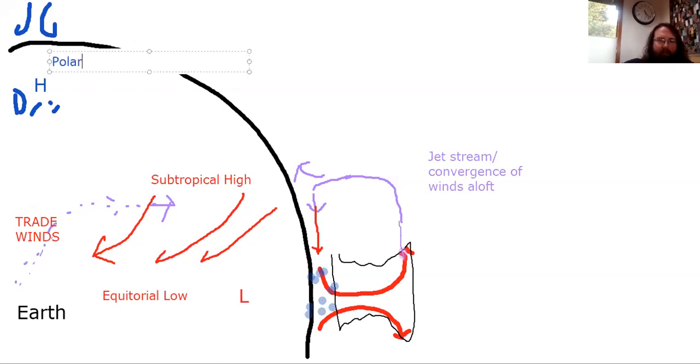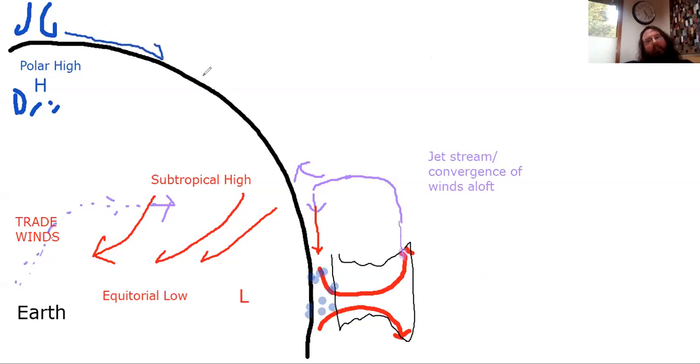Polar high. This will happen whether the Earth rotates or not. And because you have this descending air at the polar regions, you're going to get this very cold air moving from the poles back towards the equator.